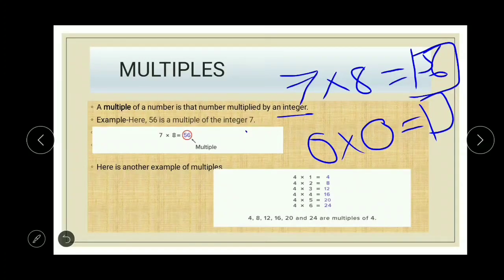Now if we multiply 4 by 1, we will get 4. So 4 is a multiple of 4 itself. So every number is a multiple of itself. Let's check the next one. 4 into 2 is equal to 8. 8 is also a multiple of 4. 4 into 3 is equal to 12. 12 is also a multiple of 4. So all these numbers which are violet in color are the multiples of 4.